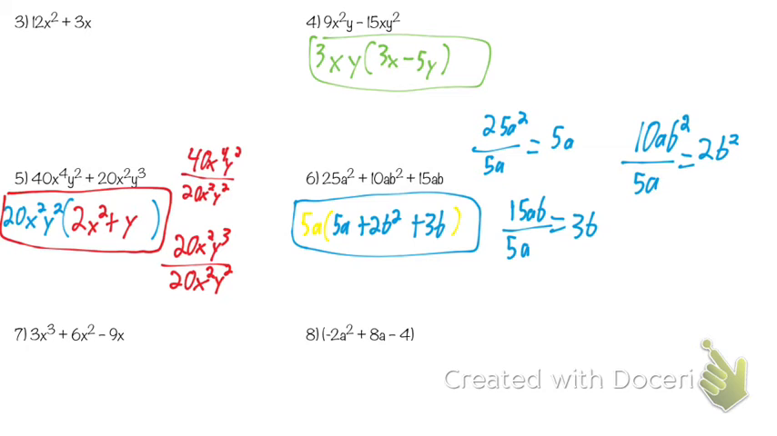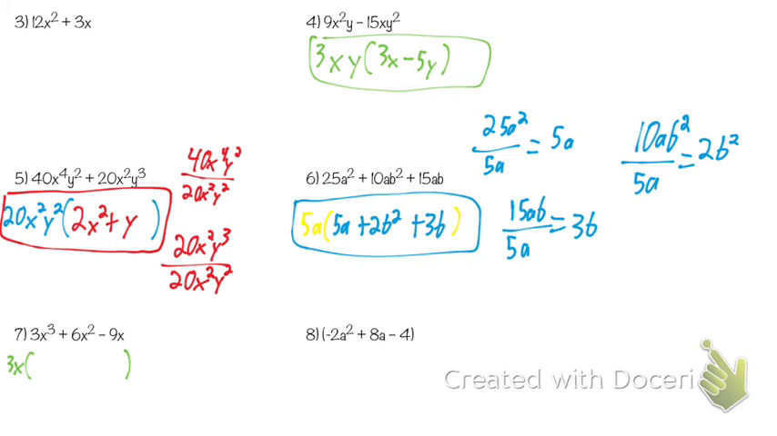Okay, let's look at number 7. Actually, I want you to try number 7. When you have it or have questions, raise your hand. So number 7, what's going to be our GCF? What's the thing that everything has in it? 3x. So they all have at least an x to the first, and they all have at least a 3.